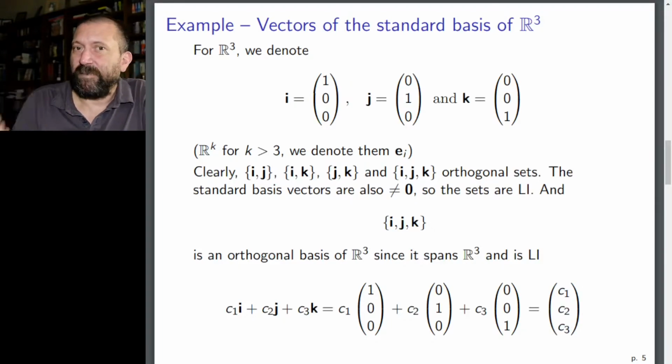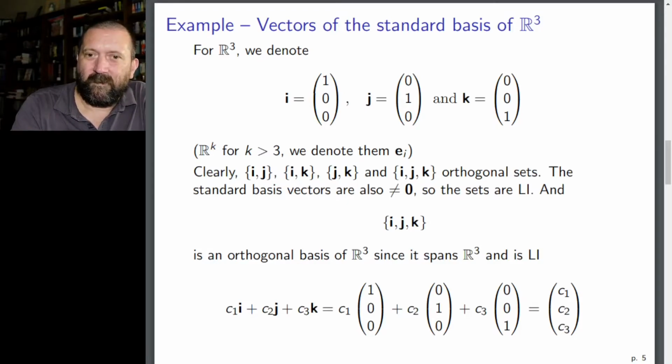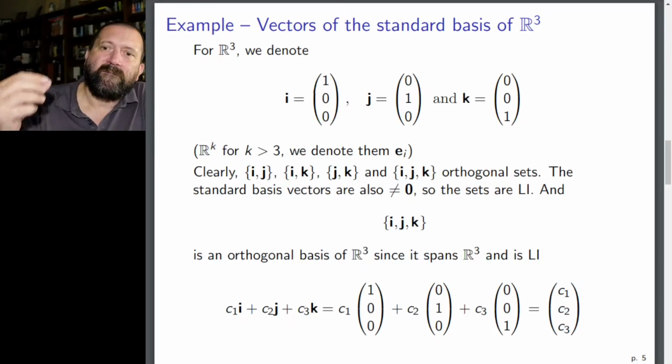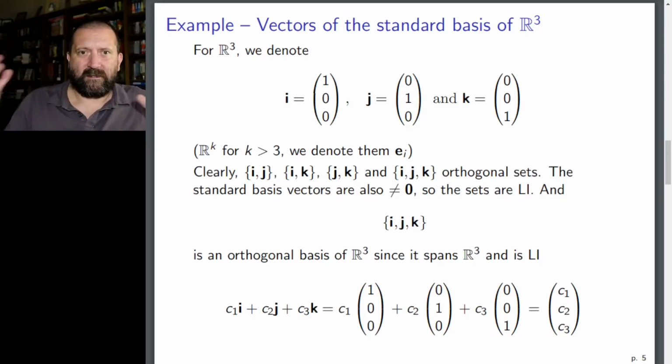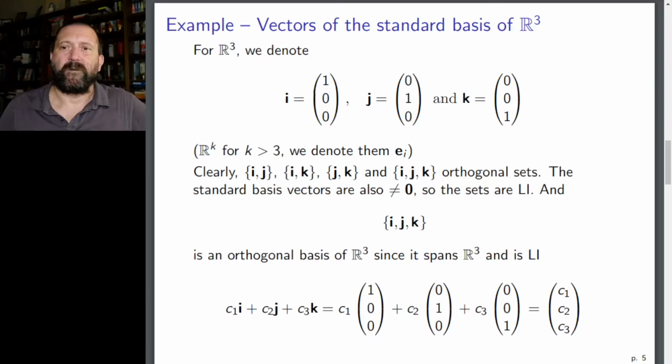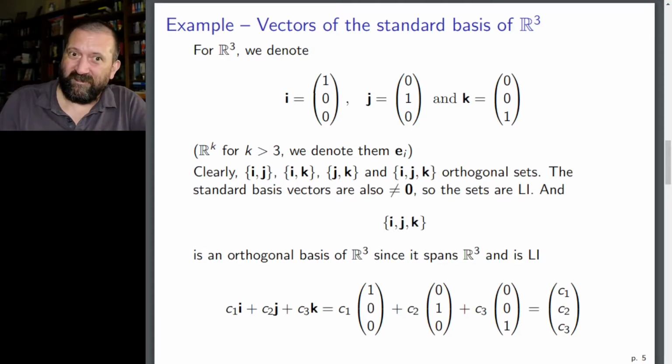And the span of i, j, and k is therefore this vector for any value of C1, C2, and C3. And when I make all these values change, what do I get? I get the entirety of R3. So the span of these three vectors is R3. So it's a basis of R3. And furthermore, the vectors are orthogonal, so this is an orthogonal basis of R3.